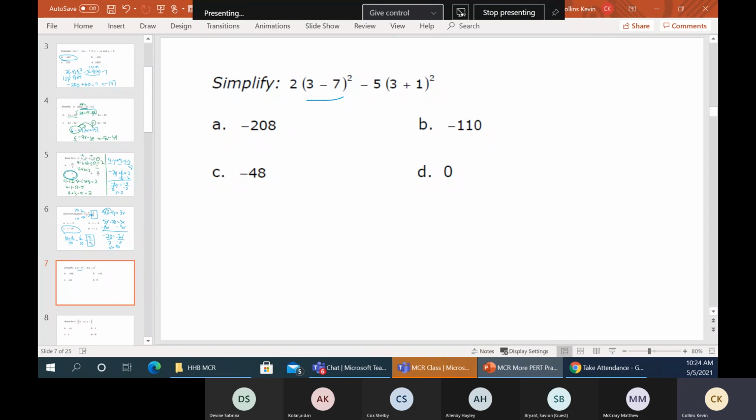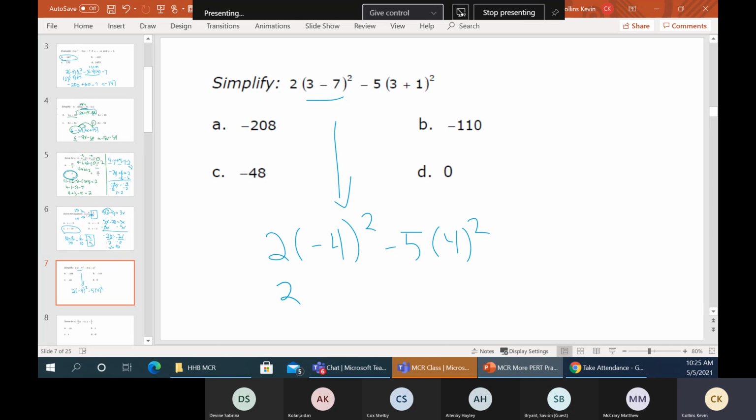So you're thinking it's C now as well? Okay. Haley, you get a vote, since you usually help us out with these. Okay, so again, let's bring it straight down here. We're going to have 2, and then we've got 3 minus 7, that's going to be negative 4 squared, and then minus 5, and then we've got 3 plus 1, so it's going to be positive 4 squared. But as we found out, that doesn't really make a whole lot of difference, does it?